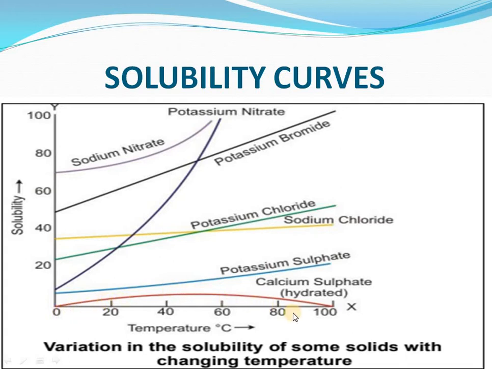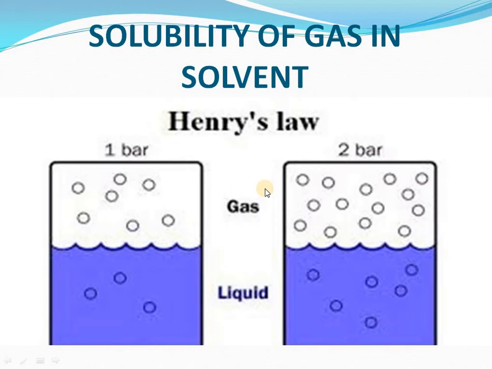So you find three different cases here. Solubility increases very sharply with temperature. Then there is almost the same or a little increase, as in the case of potassium chloride. And calcium sulfate first increases and then decreases. These are the three cases you have to keep in mind. This is very important.